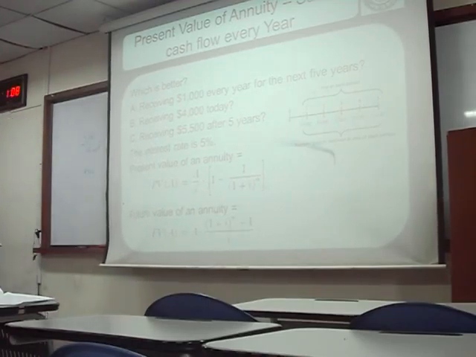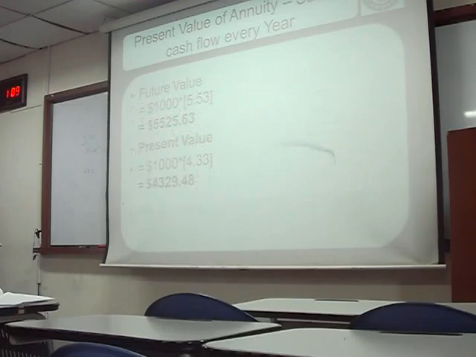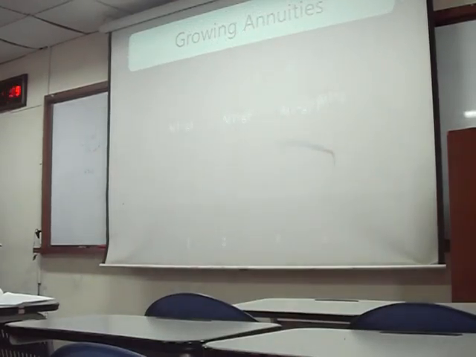This equation looks quite big and complicated, right? But it just helps us to do it more quickly, because if we have to calculate the present value for each year and add them together, it takes longer. So using this equation, we can do it in a shorter way. Okay. So this was the answer, right? So the next one is a growing annuity.